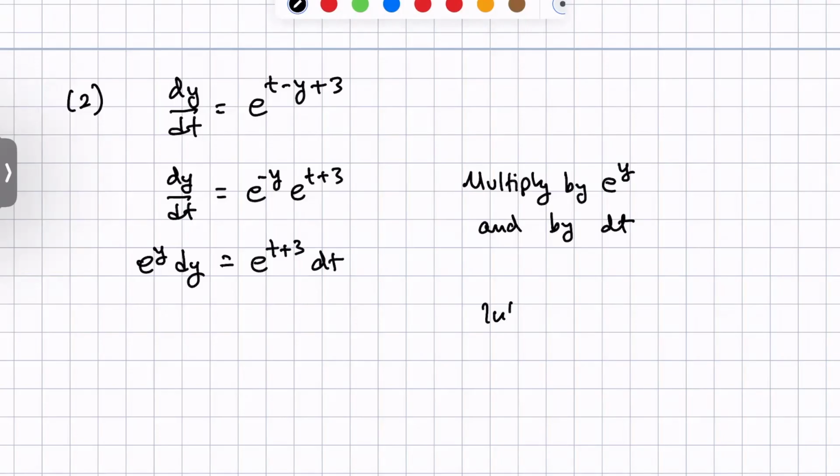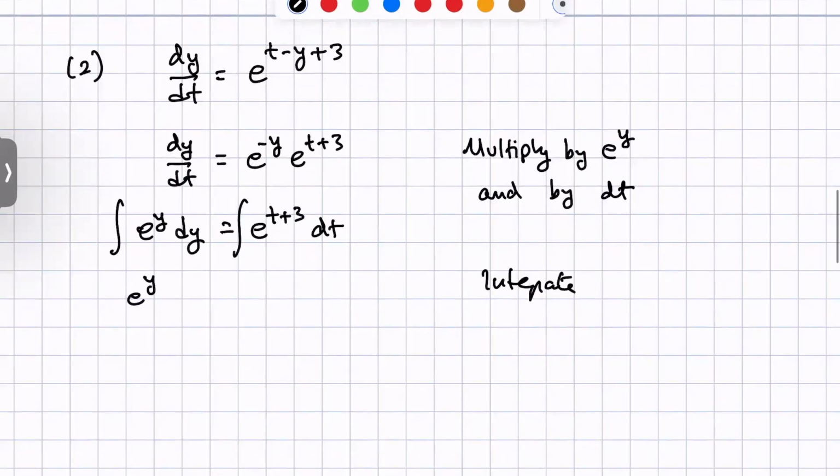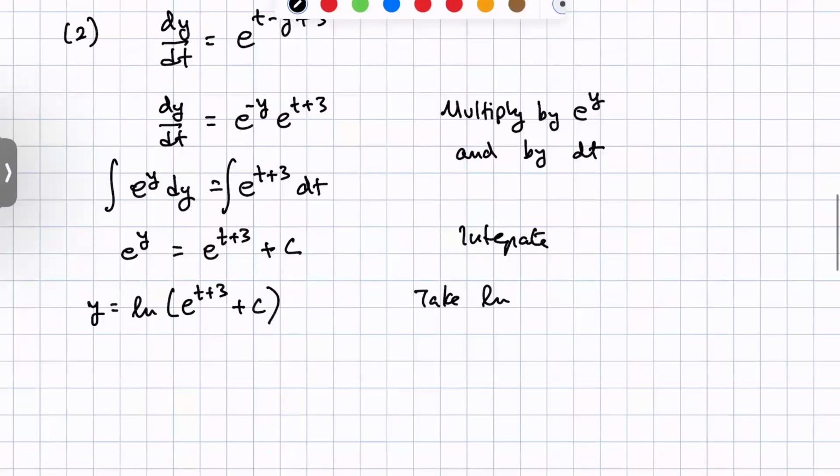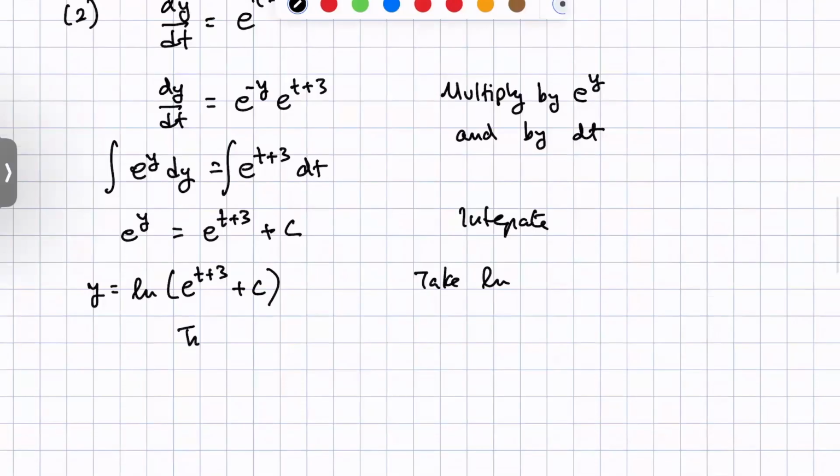Now we integrate. So let's integrate both sides. On the left, you get e to the y. And on the right, you get e to the t plus 3 plus c. And to solve for y, simply take the natural log. So when we take the natural log, we get y equals the natural log of e to the t plus 3 plus c. And this is the general solution.